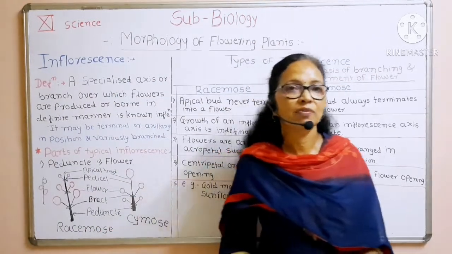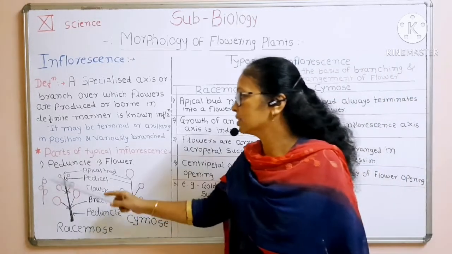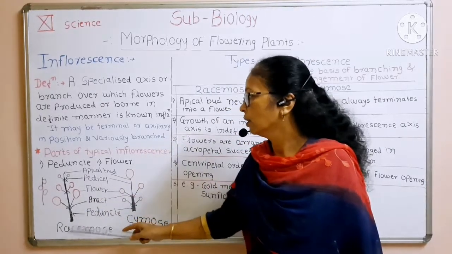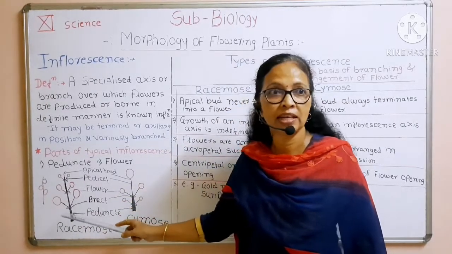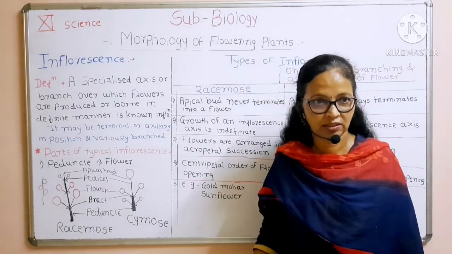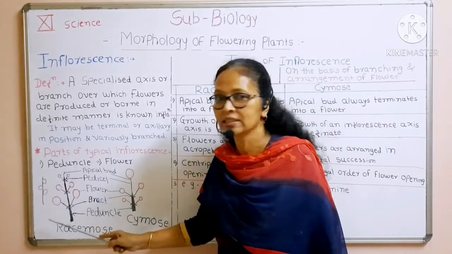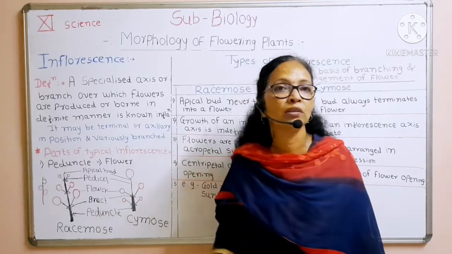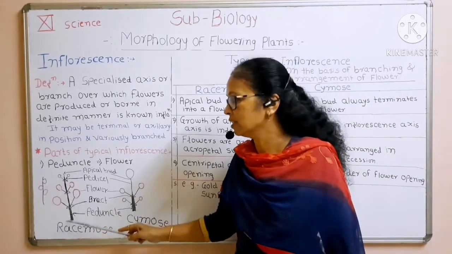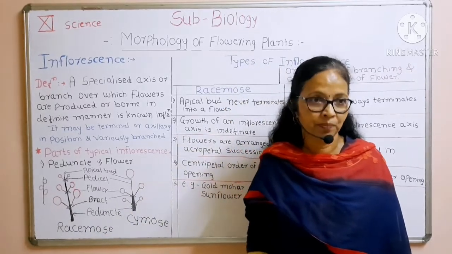So what is the significance of inflorescence? The first significance is that it makes the flowers attractive. Here a group of flowers is present, that's why it makes them attractive and conspicuous. Due to this, insects are attracted towards them and it is helpful for pollination. The third is that in a single visit, many flowers are pollinated at a time.